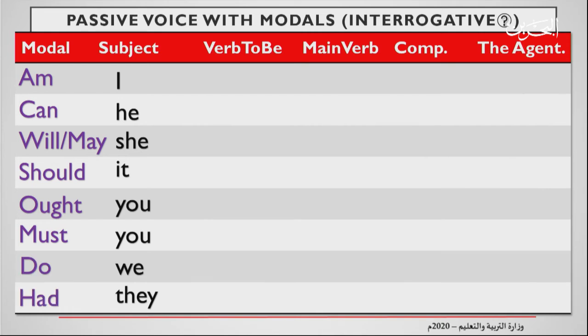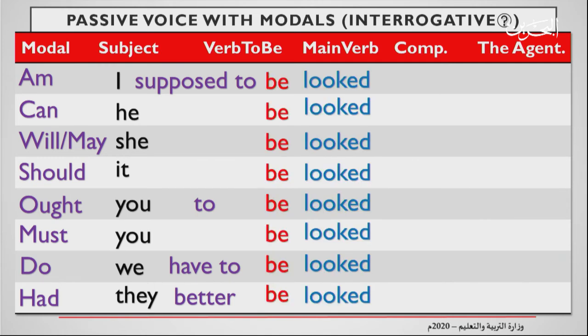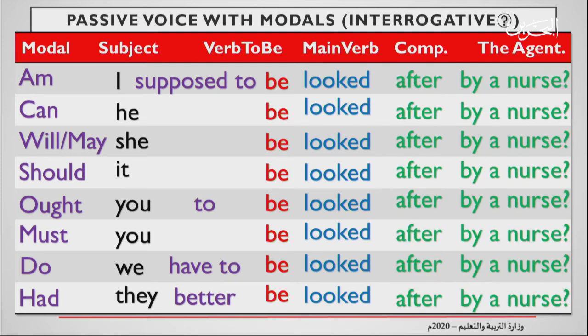And then I complete the modals after the subjects. So I say, am I supposed to? Can he, will she, should it, ought you to, must you, do we have to, then had they better. You see? In building the questions, I had to separate the modals like this. And then I introduce verb to be, which stays the same. And then the example, the main verb, looked after, and then the agent, but this time with a question mark.